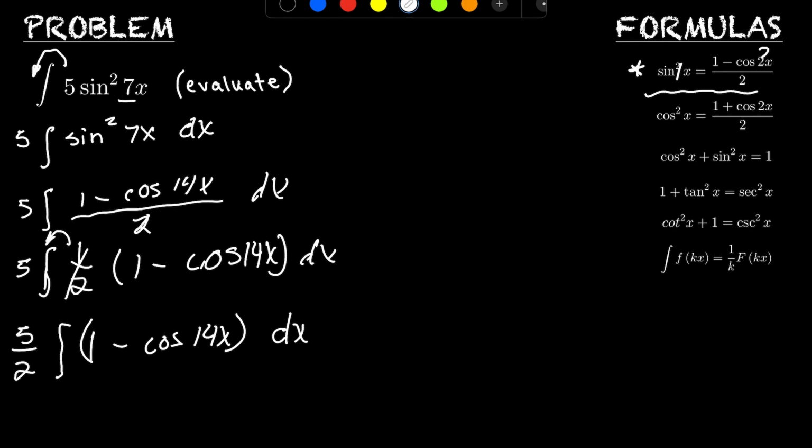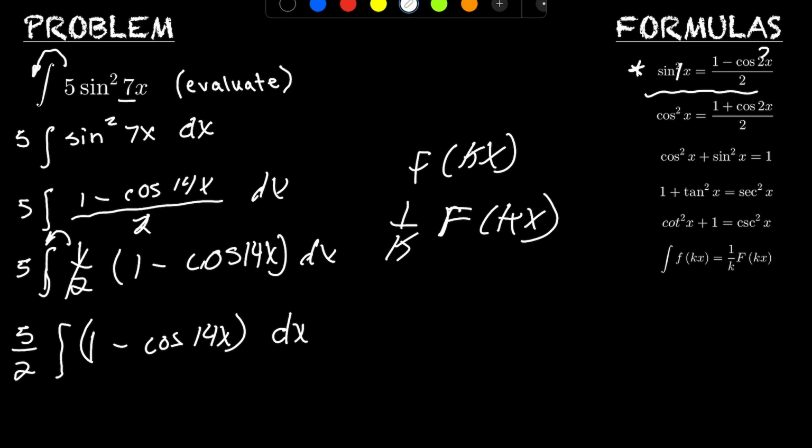Now that we've used the reduction formula so that we can then find the integral of 1 and cosine 14x, those things we have formulas for. So in case you don't know, if you have a function with a constant times x, for example, we have a function and inside the function is kx, the resulting integral of that function will be 1 over k times the function's integral, so big F, kx.